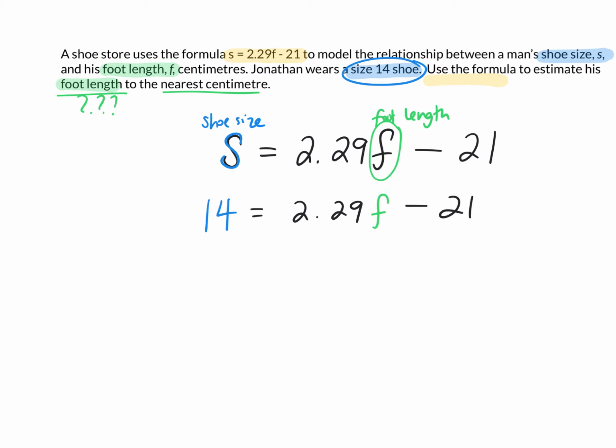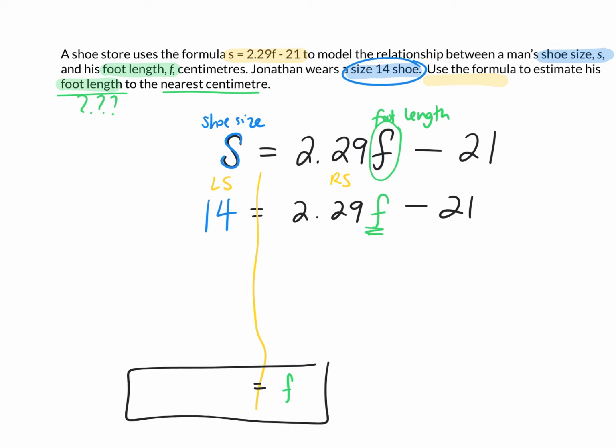Now, we need to look at this equation. We have the left side of the equation and we have the right side of the equation. Remember, our goal is to isolate our variable F. By the end of this, we want to get F all the way by itself on the right side of the equation, because it's on the right side here, so I'm just going to leave it there.